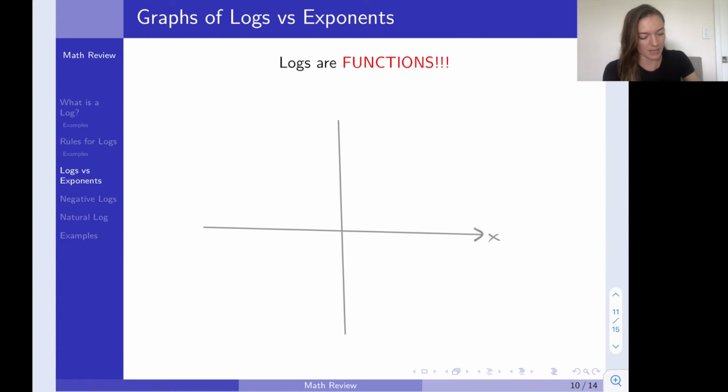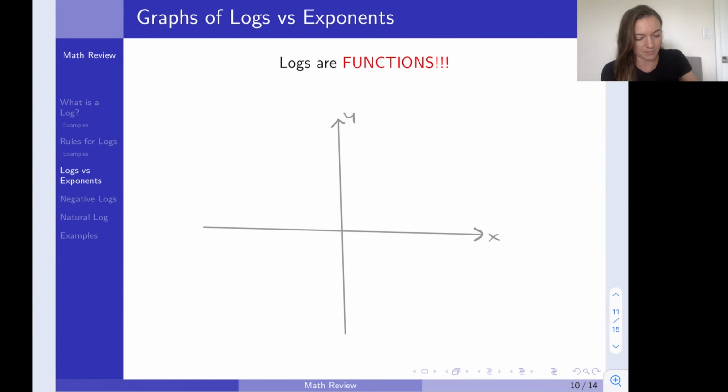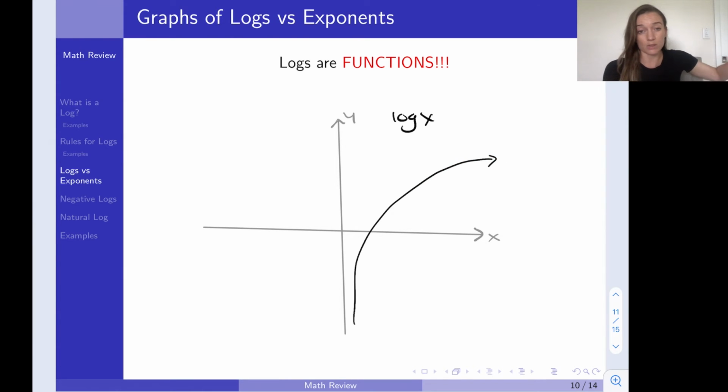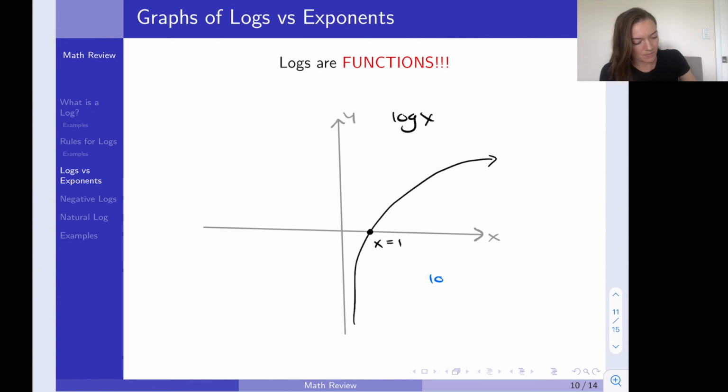So this is my x-axis, my y-axis, and we're just going to draw log of x. The graph of log of x looks sort of like that. It does go all the way to infinity, so this portion of the graph will just get bigger and bigger, very slowly, but it will eventually go to infinity. This point here, it crosses the x-axis at x equal to 1, and we can remember that because log of 1 was equal to 0, and then it goes all the way down here to negative infinity.